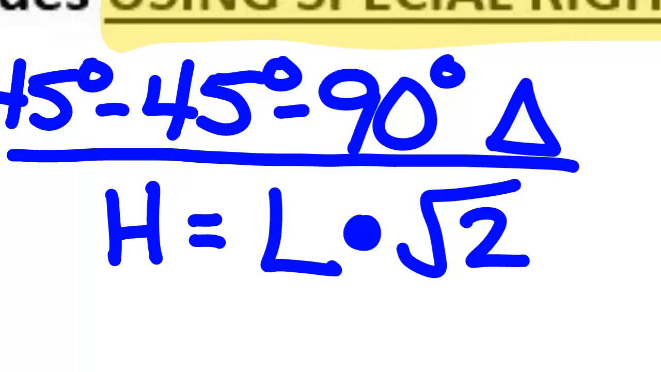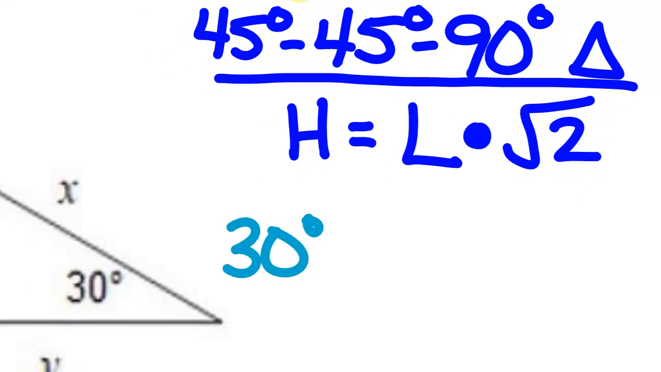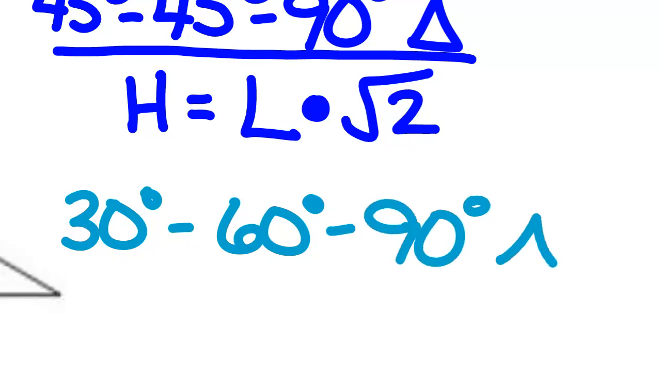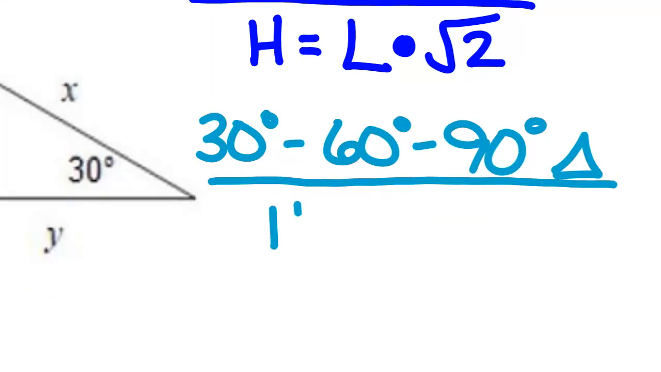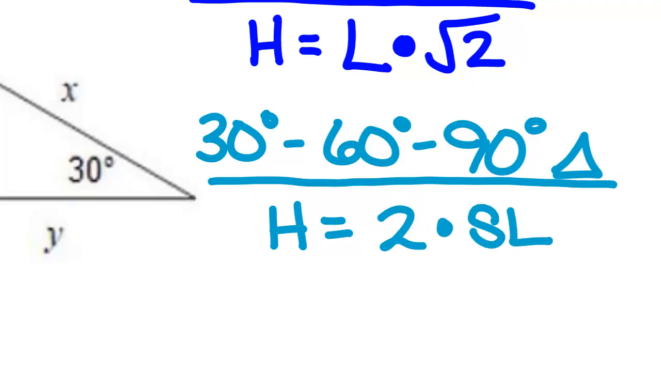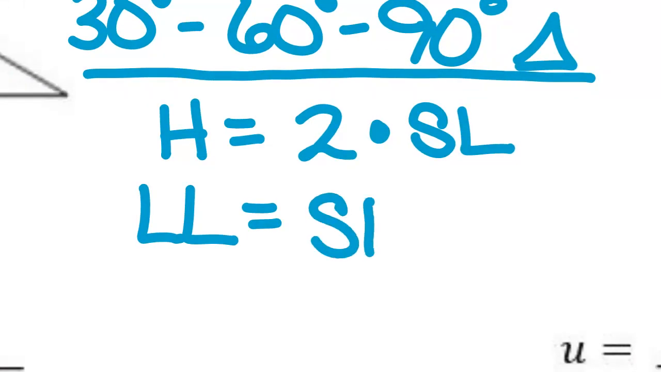Then we had 30-60-90 triangles. Because none of the angles are the same, none of the sides are the same. So we have three sides that are all different lengths here. Because of that, we had two rules for this. The hypotenuse is equal to 2 times the short leg, and the long leg is equal to the short leg times the square root of 3.